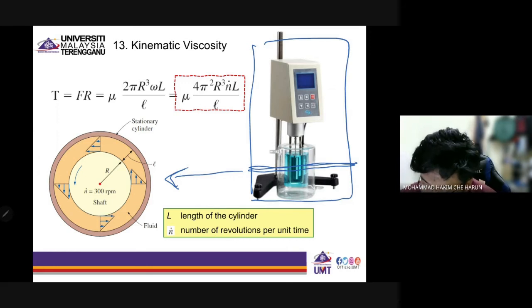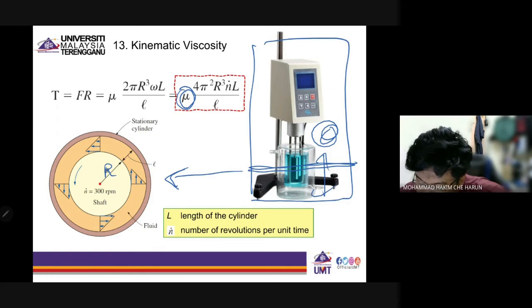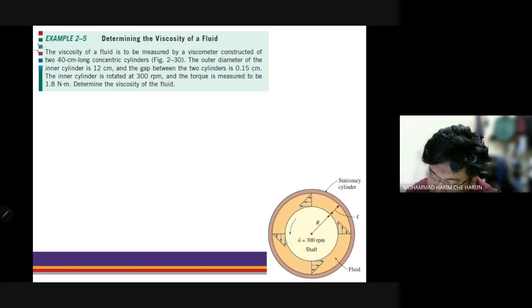So formula untuk calculate the kinematic viscosity, kinematic viscosity equal to 4 times pi square times R here, cube, times with the n equal to the revolution number per unit sebab benda ni dia pusing. Times with the L, the length of the cylinder, and then times with the L here. Okay, the next one is the viscosity, determining the viscosity of a fluid using the viscometer.